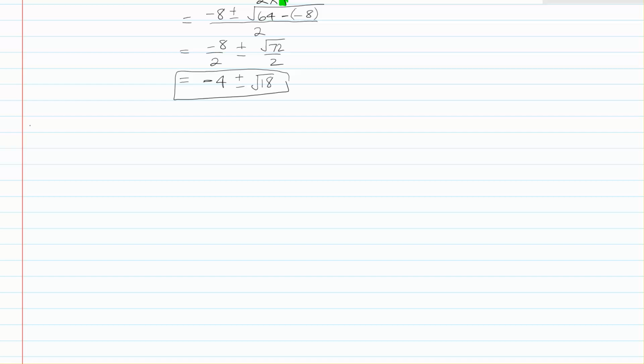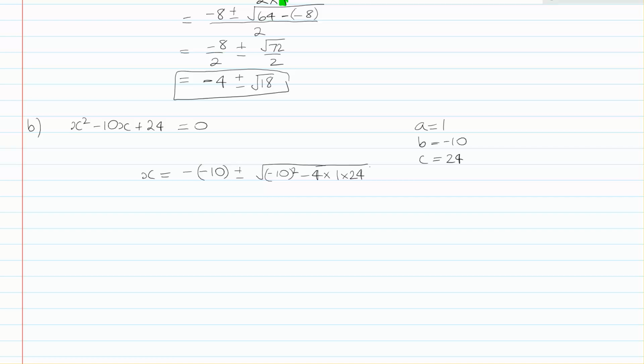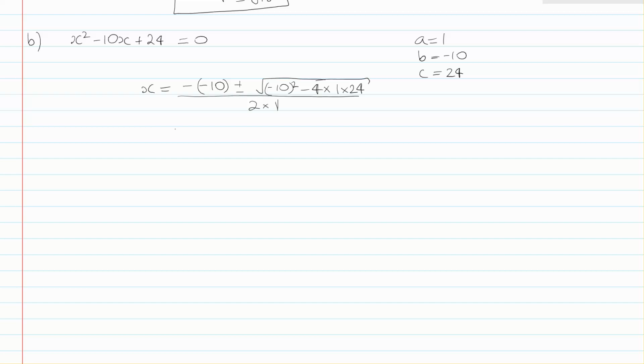It's going to be quite large, but we'll do it. B, x squared minus 10x plus 24 equals 0. A equals 1, B equals -10, C equals 24. So we have x equals negative of b, which is -10, plus or minus the square root of -10 squared minus 4 times 1 times 24, all over 2 times 1. So I've done my substitutions there.